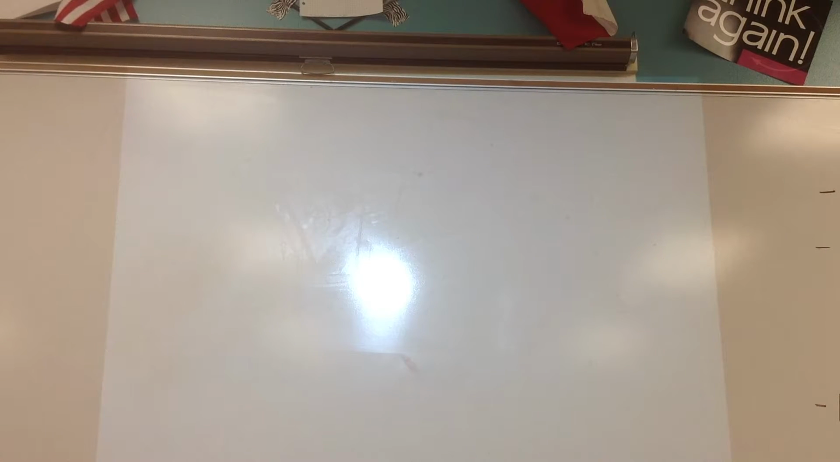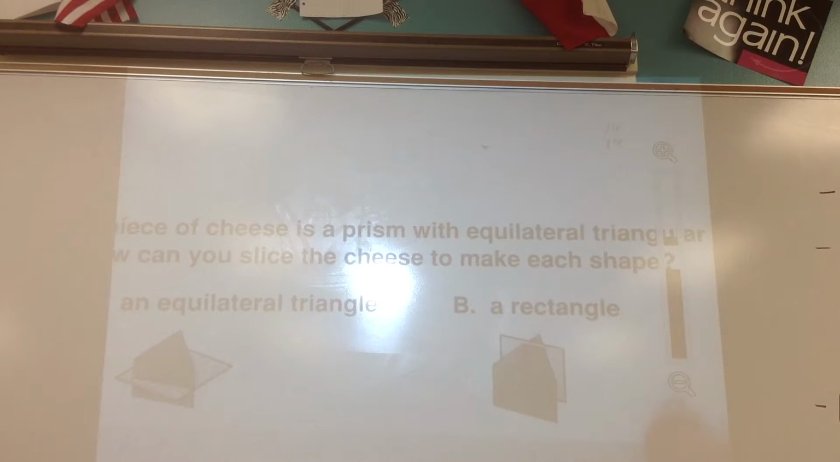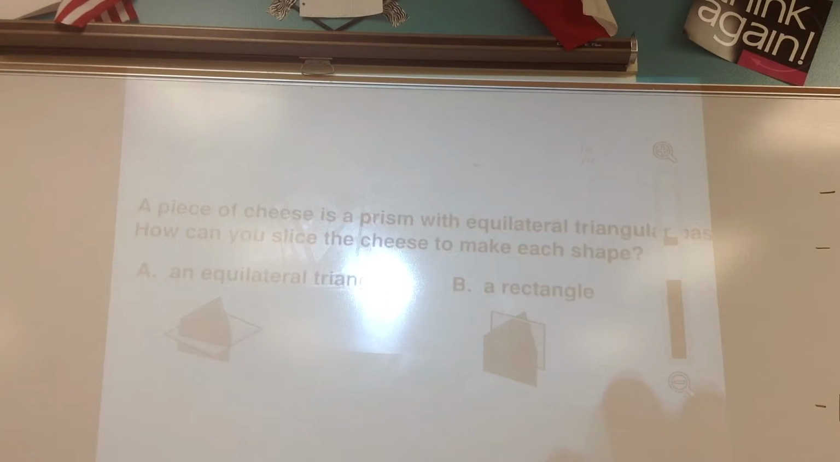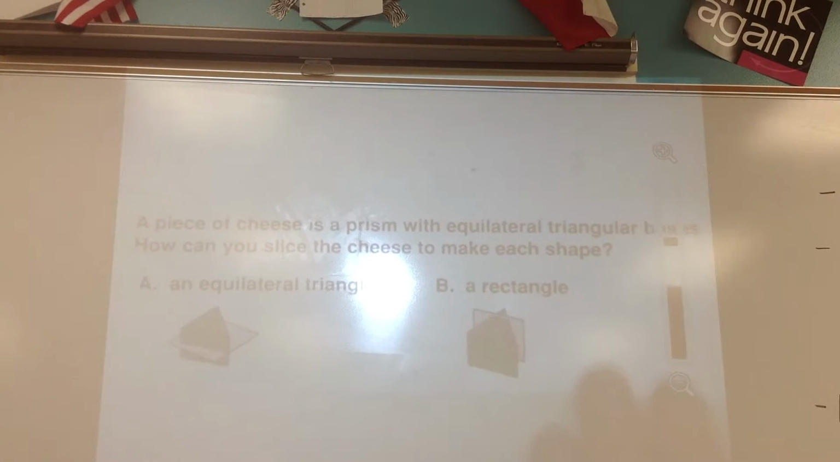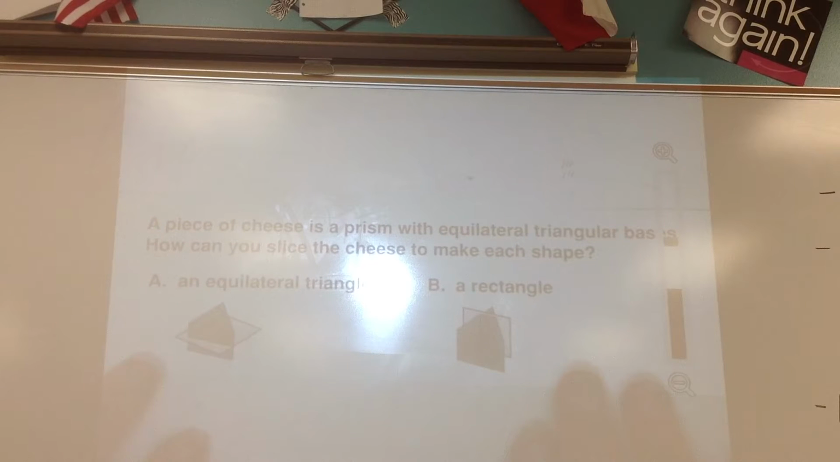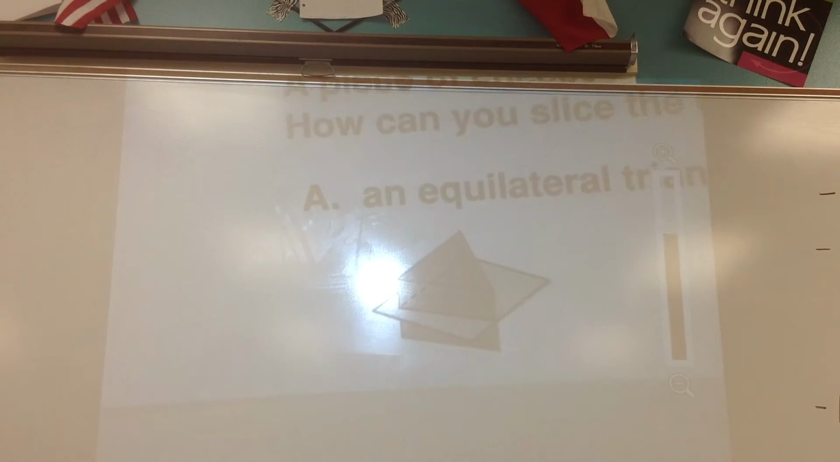Okay. So I have a couple of other examples. And this one is using a block of cheese as our example. This one says, a piece of cheese is a prism with equilateral triangular bases. How can you slice the cheese to make each shape? Okay. And so the first one wants to know, how can I slice this block of cheese to make an equilateral triangle? And so we're going to look at this picture a little bit more carefully here.